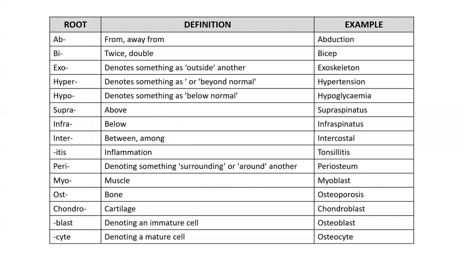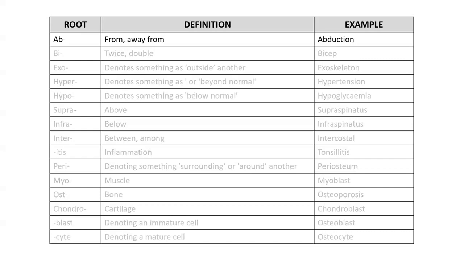So to get you started on breaking down some larger terms, we have a few examples here. The first column says root, but these examples do include roots, suffixes, and prefixes. So our first root word is ab, which means from or away from. And the example we have here is abduction. So this could be the movement abduction, where you take a limb further away from the midline of the body. Or you could think of abduction like you're abducting a child, so you're taking that child away.